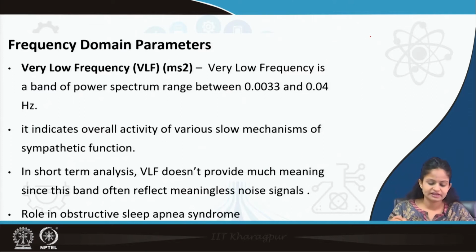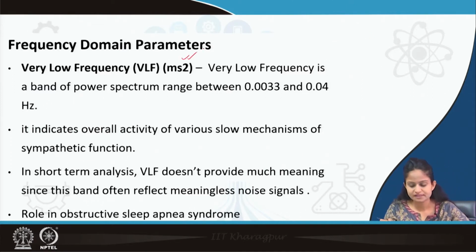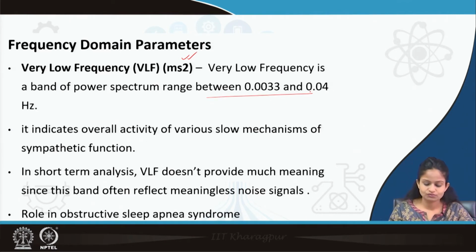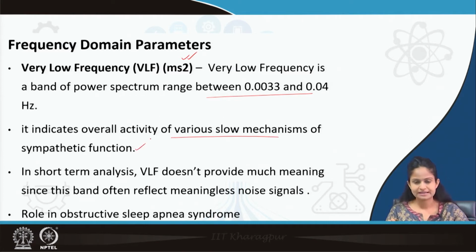Next, coming to the very low frequency. The very low frequency is a band of power spectrum which lies between the frequency 0.003 to 0.04 Hertz. It again indicates overall activity of various slow mechanisms of sympathetic functions, and as I described in the previous lecture, it is of very less importance.